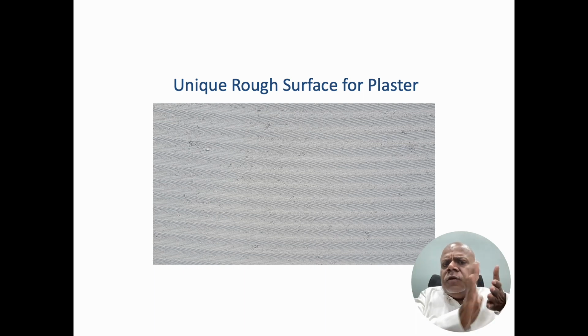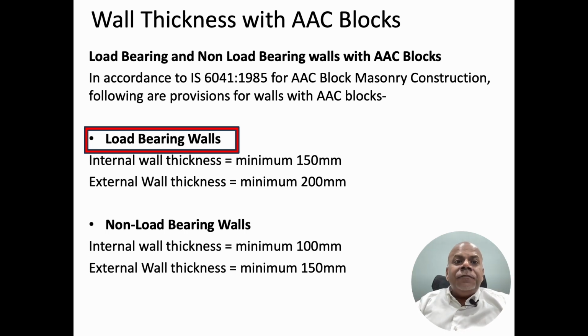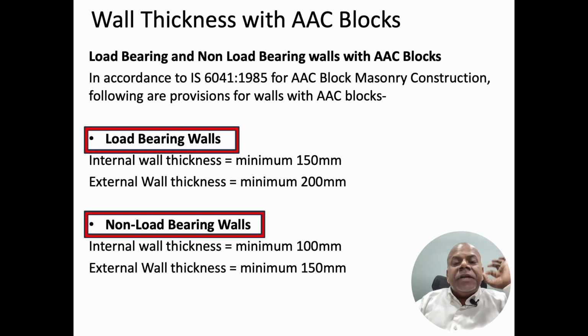We make the surface of AAC blocks slightly corrugated, grooved, so that the plaster can hold properly on your wall. This is a concern for many of our builders and developers. Wall thickness, if you are going to make a load bearing construction, so no columns, no beams, just walls and a roof on top. In that case, 150 mm is your internal wall thickness and 200 mm is external. This is minimum. You cannot make very thin walls if it is going to be a load bearing construction.